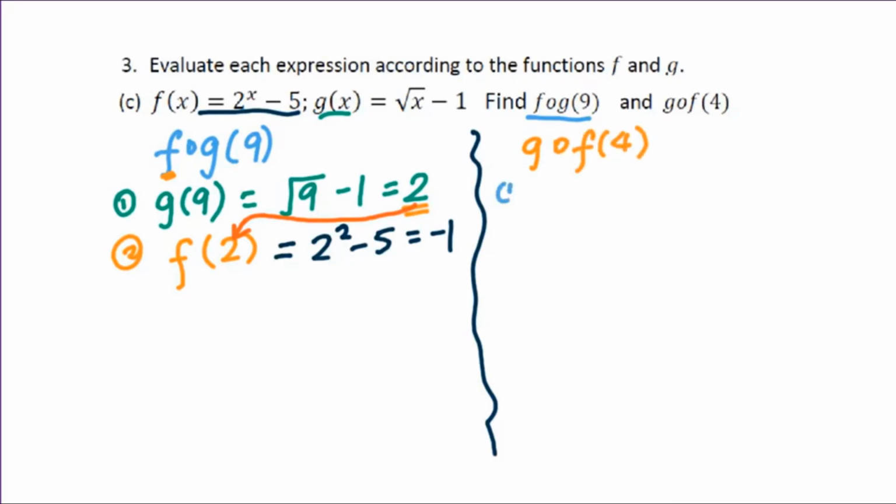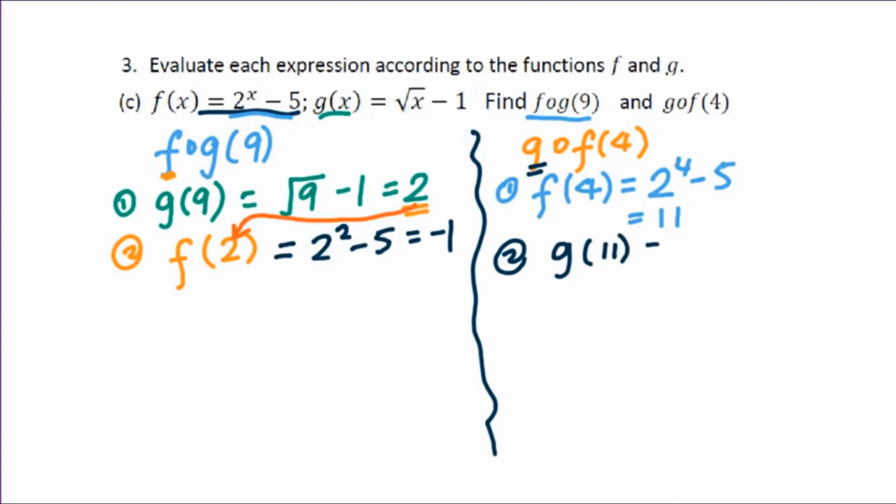Now let's go to g of f of 4. Inside first, so we're working on f of 4 first. You will get 2 to the 4th power minus 5. That's the f function. You'll get 11. Then we go to the g function, g of 11. We plug 11 into this g function. We got the square root of 11 minus 1.